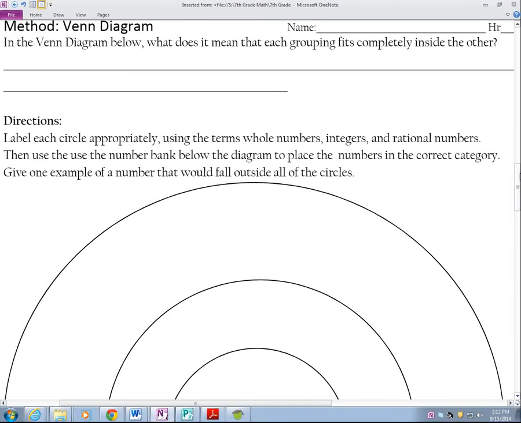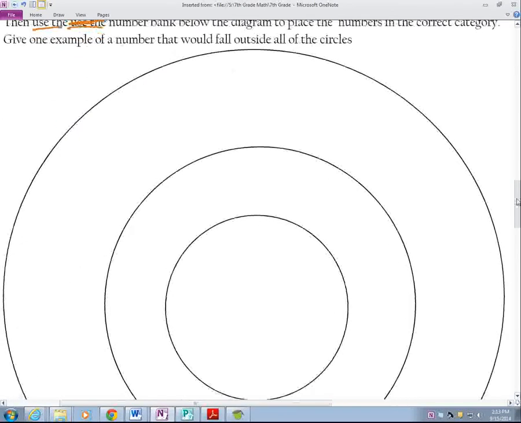Now, directions. Label each circle appropriately using terms of whole numbers, integers, and rational numbers. Then use the number bank below to diagram to place the numbers. Make sure that you're not writing the definition. I see a couple of you doing that. Now's not the time to do it. For each category, give one example of a number that would fall outside of the circles.